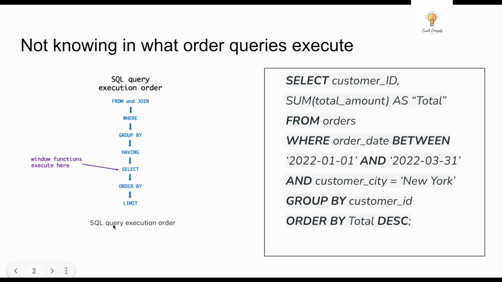So you should know the SQL query execution order. This is an example over here. Select customer ID, sum of total amount, from orders. So we have the select statement over here, then from, then where, then group by, and then order by. So this is the order in which a query is executed. You should know this order.